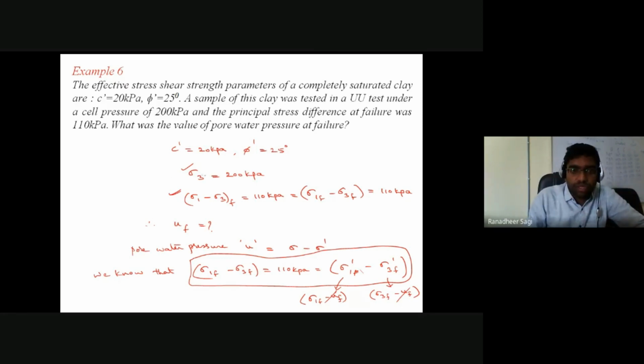So sigma 3 is what I can write as sigma 3 at the failure of the soil sample. When the soil sample is failing, the amount of confining pressure existing on the soil sample is only 200 kilopascal.